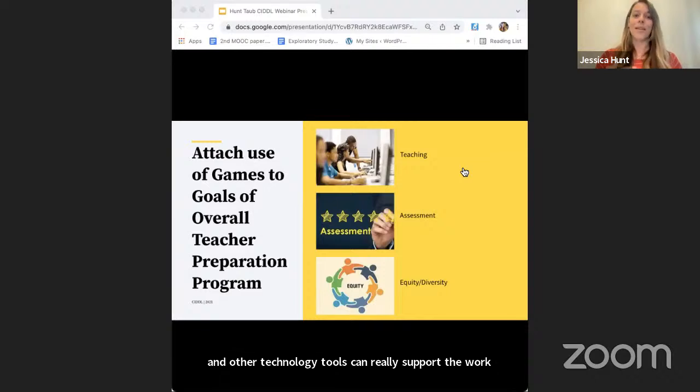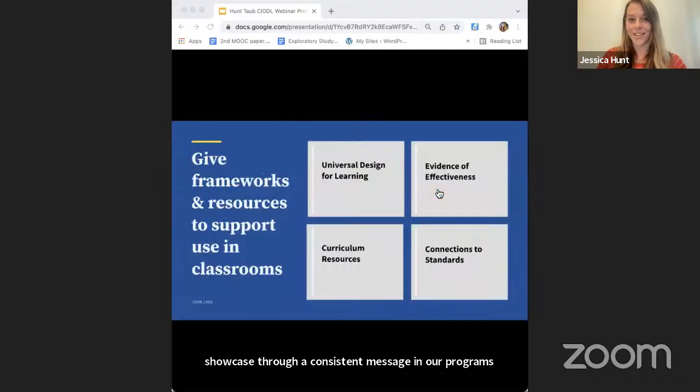For instance, the great points that have been made about analytics and the processes of learning. So as we're learning about student learning, we would want to mention the use of games consistently across our program whenever we talk about teaching and learning, whenever we talk about assessment and equity and diversity. We would want to really highlight and showcase through a consistent message in our programs how the use of games really can support the work of teaching in each of those areas.